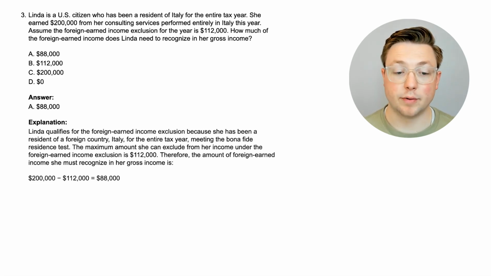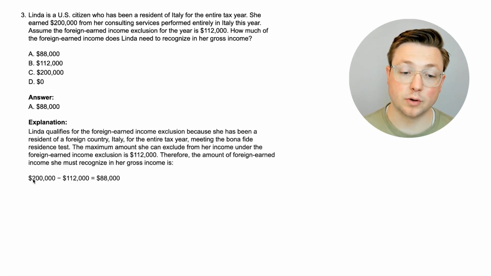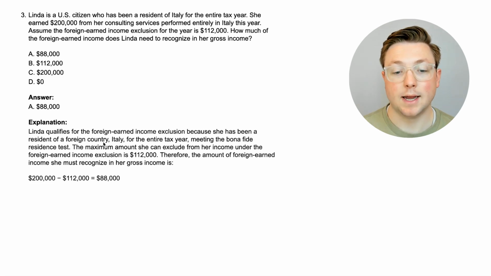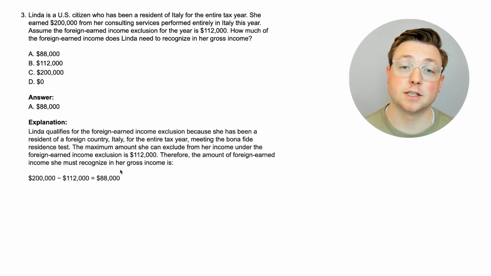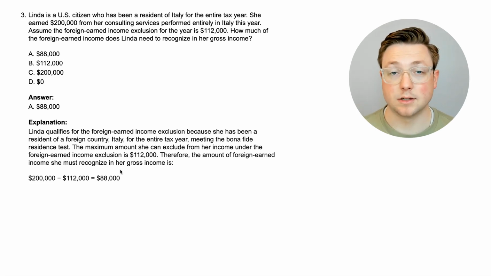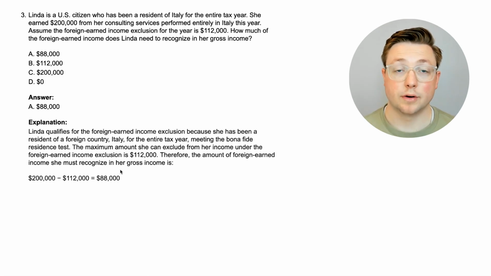So she meets the bona fide residence test instead of the physical presence test. And because she meets that test, she takes the full amount of the exclusion. So she subtracts $112,000 from the $200,000 of foreign earned income, and that gives her $88,000 that has to be taxed in the U.S. tax system now. All right, we've learned a lot. Let's go to the next question.